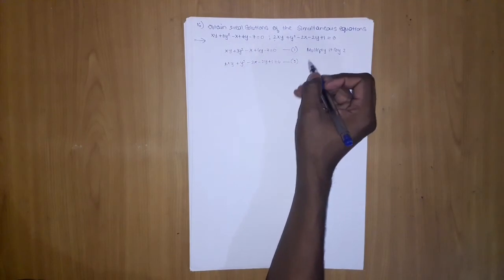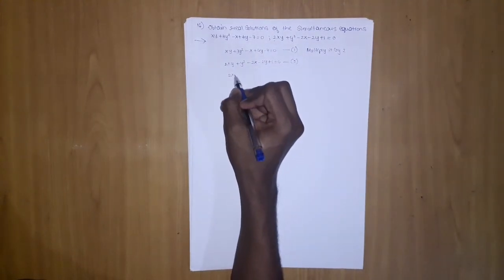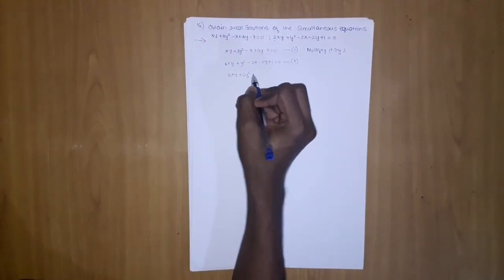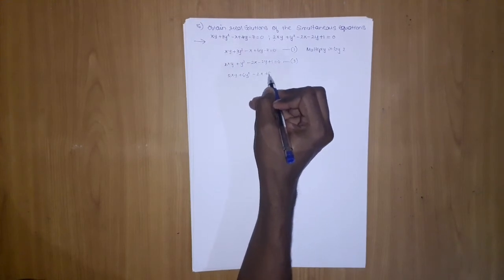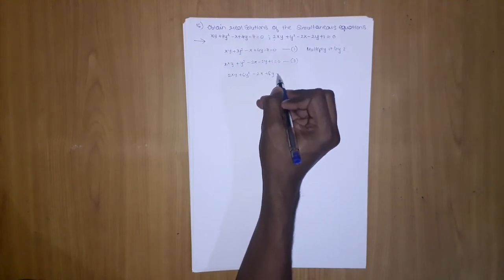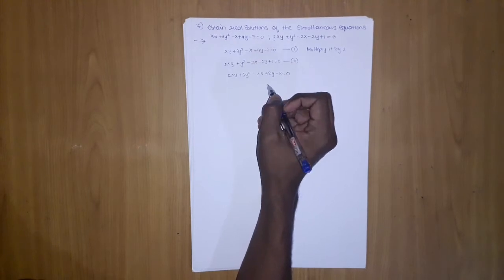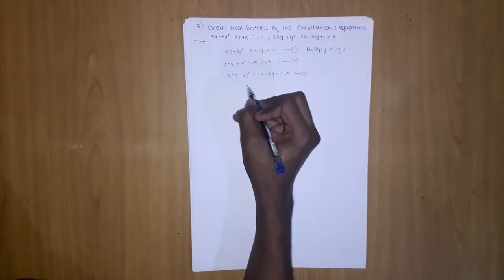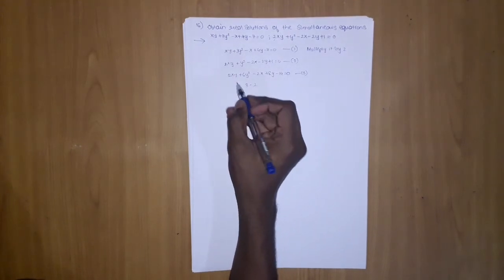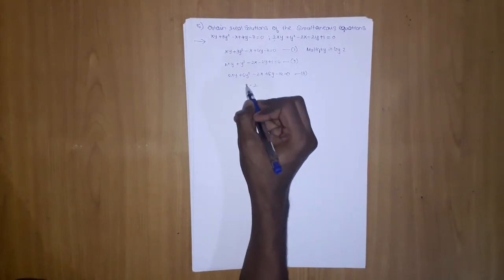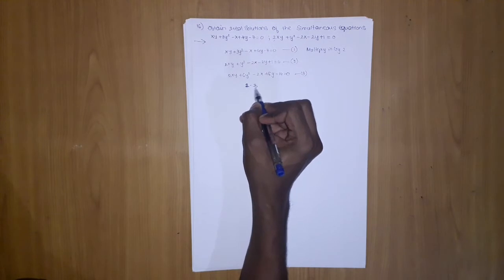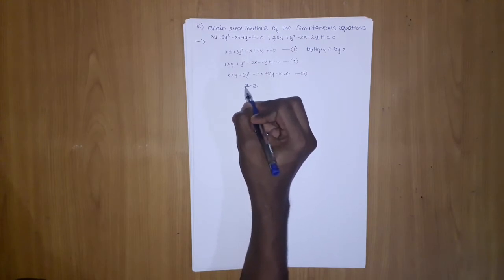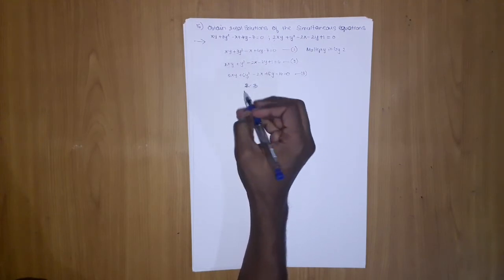Now when we multiply equation 1 by 2, it becomes 2xy + 6y² - 2x + 8y - 14 = 0. Let me call it 3. Now 3 minus 2, what will we get? Or 2 minus 3, it will be better because 2 is up and 3 is down. So 2 minus 3, what will we get?